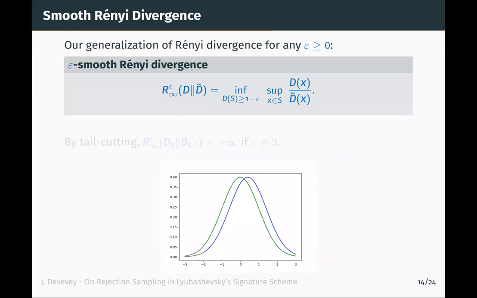To study how big M must be, we introduce something that we call the smooth Rényi divergence. It can be seen as a generalization of the Rényi divergence. There's a lot of math here, but it just means you take the smallest M possible such that everything up to some epsilon part is under the blue curve. Okay, we can take an example to see what is going on. If you take two Gaussian distributions, but one is slightly shifted with respect to the other, what you can do is remove the tail on the left, and then you can slightly shift the blue one until it's over the green one. And of course, the larger epsilon is, the more of the tail you remove, and so the smaller M you will need to take.